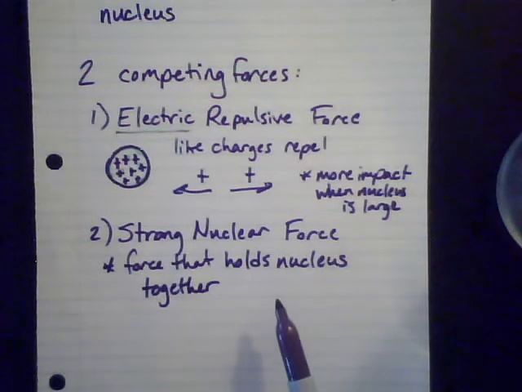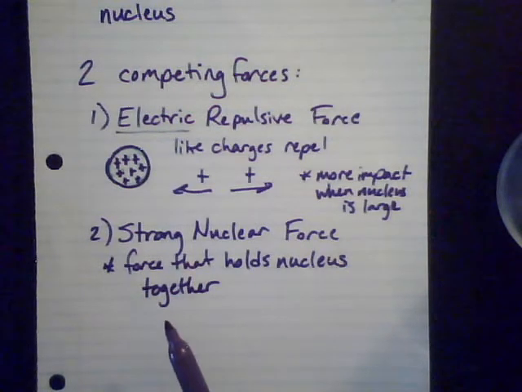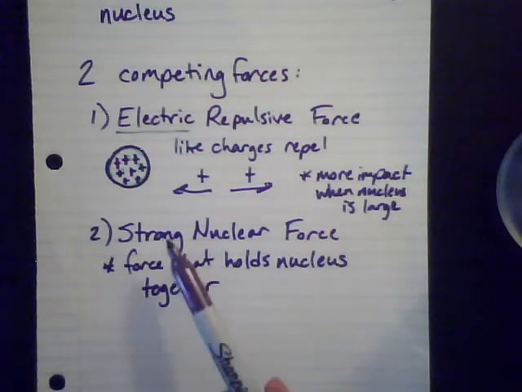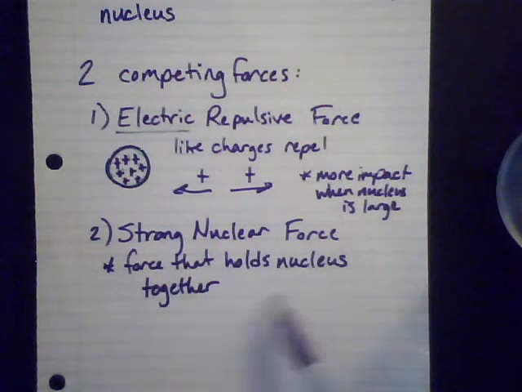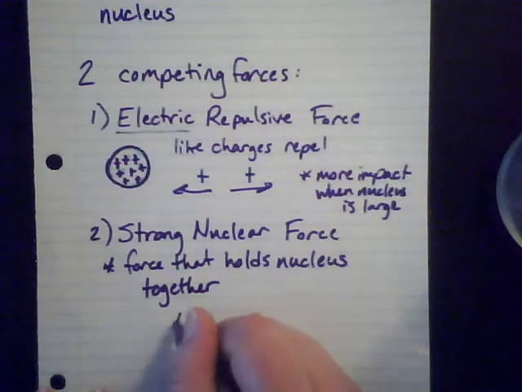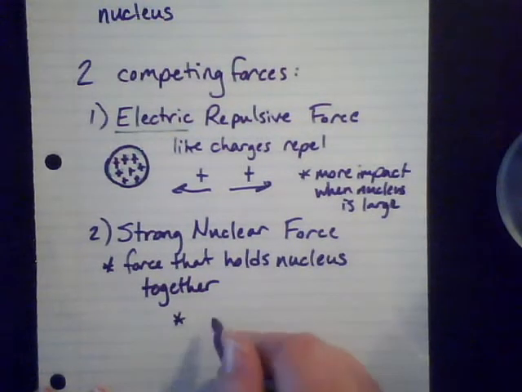Now, because this is a force that holds together these positively charged particles and our neutrons, then it works better when there are fewer of them. So if I have fewer positive charges in a small space, then that's easier to hold together with strong nuclear force than if I had 92 of them, say, like in uranium. So strong nuclear force really has more of an impact when the nucleus is small.